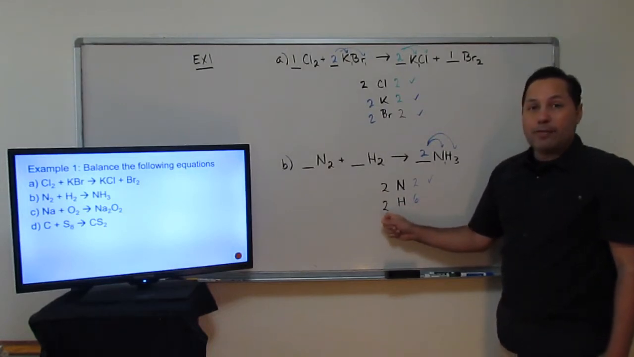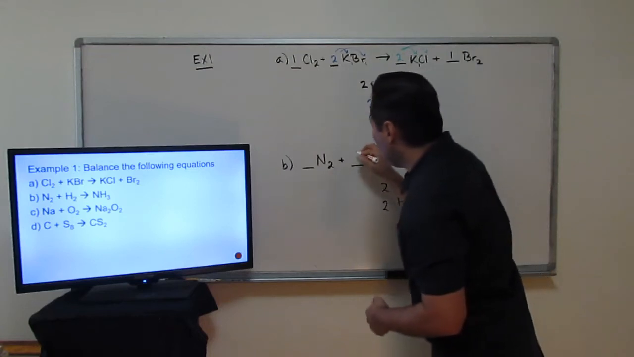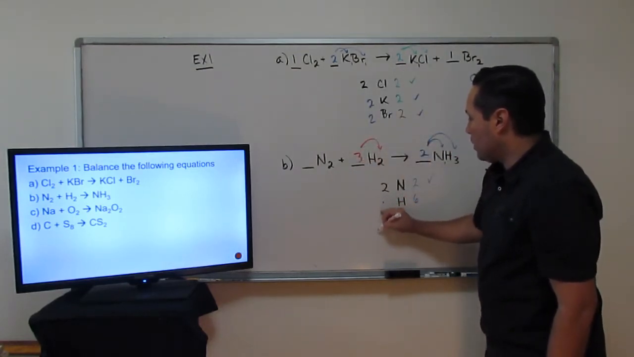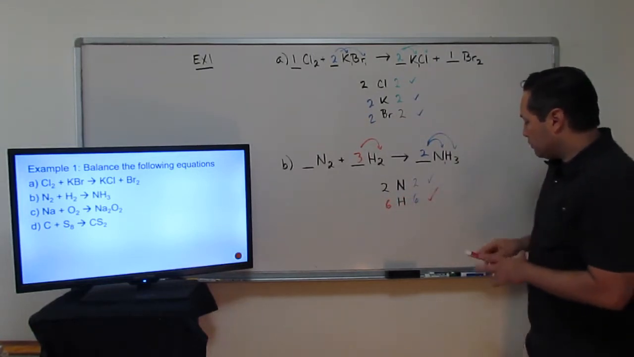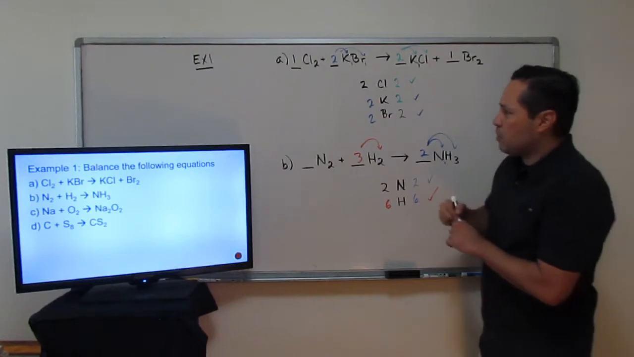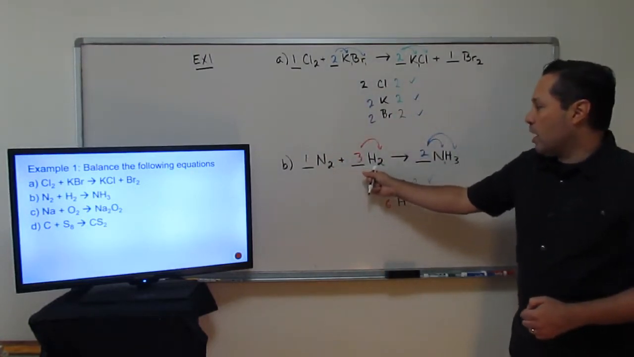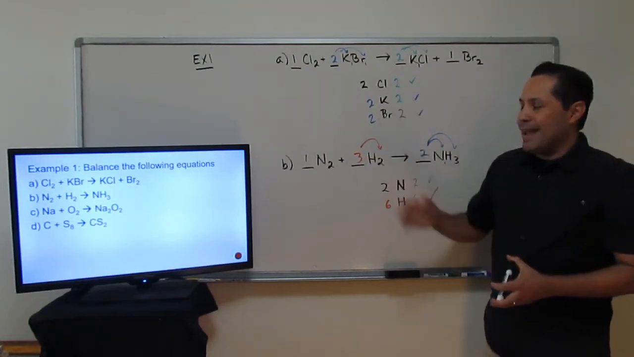So we're going to multiply by 3. So 3 times 2 will give me a 6. So I'm going to put a 3 here. 3 times 2. That will go ahead and give me a 6. And now they match up. Alright, so again, any blanks represent a 1. So for every 1 nitrogen, we need 3 hydrogens, and that will give 2 molecules of ammonia. So that is problem A and B.